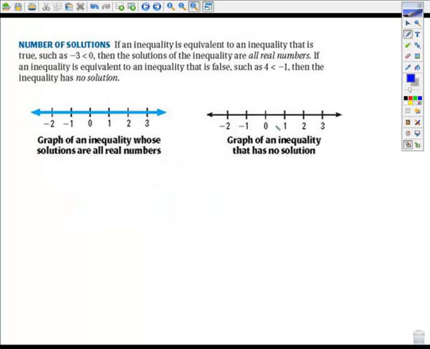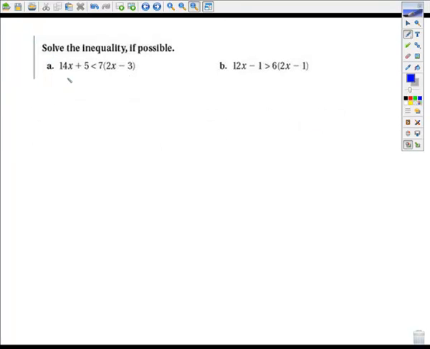Okay, this slide is just information. Basically, this is saying when you solve your inequality and all of the variables drop out and you're left with a statement that is true, -3 is less than 0, then when you graph it, you graph a number line and you shade the entire number line because any value will satisfy that particular inequality. Or if all of your variables drop out and you're left with a false statement, 4 is less than -1, that's not true. So you graph a number line, put some numbers on it, but then you do not shade it at all. So let's try a couple of these.